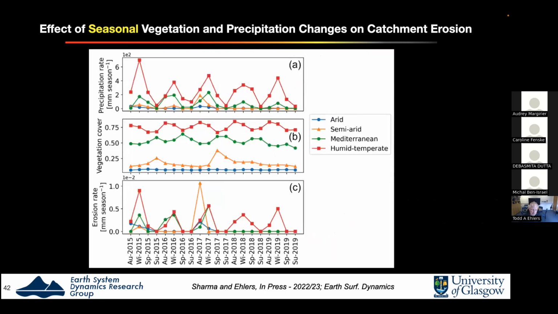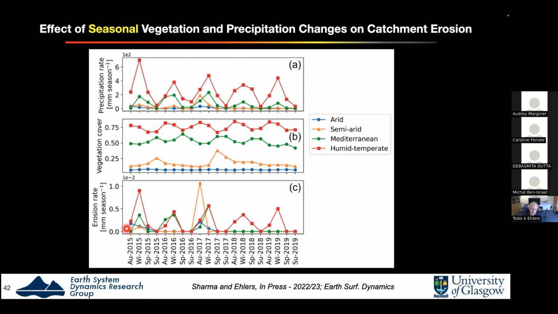I'll spend less time on this than the previous point, but I want to reinforce the point of how different the response can be depending on where you're looking. On the top panel here, the horizontal axis is seasons going from 2015 to 2019. So we're just plotting the seasonal means here. This is how the precipitation varies, and each line represents these different study areas. And this is how the vegetation cover is changing on a seasonal or annual basis across these regions.